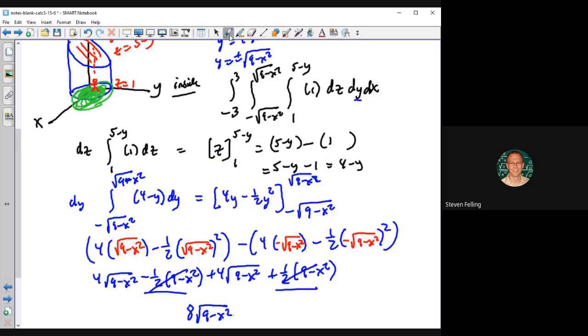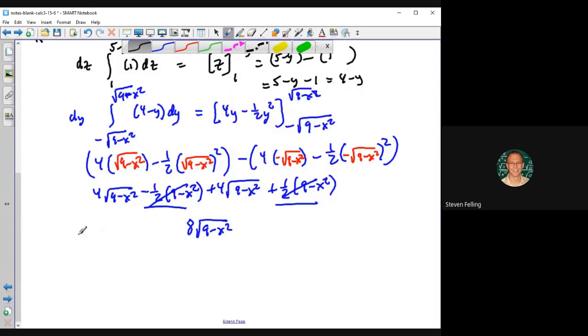Let me go back to a black pen here. We're going from negative 3 to 3 with respect to x. Negative 3 to 3 of 8 square root of 9 minus x squared dx. All right, so that's not super easy. You can't do a u substitution because it would require having an x here. This is where I would use a table.